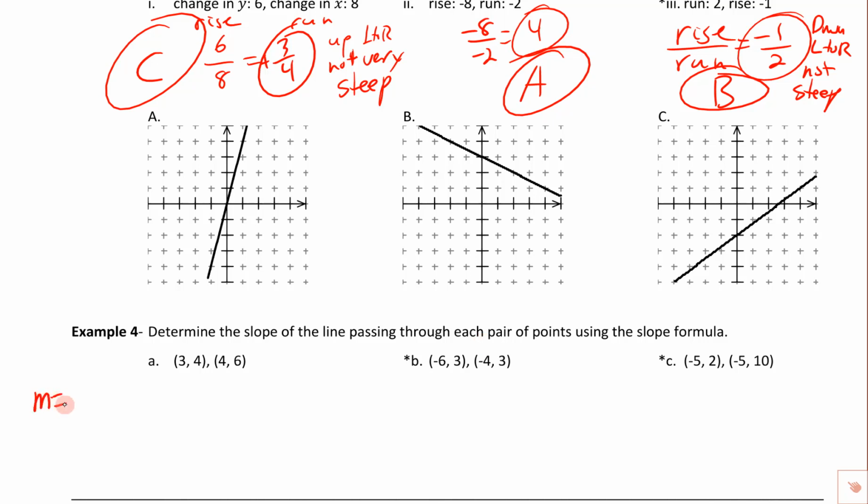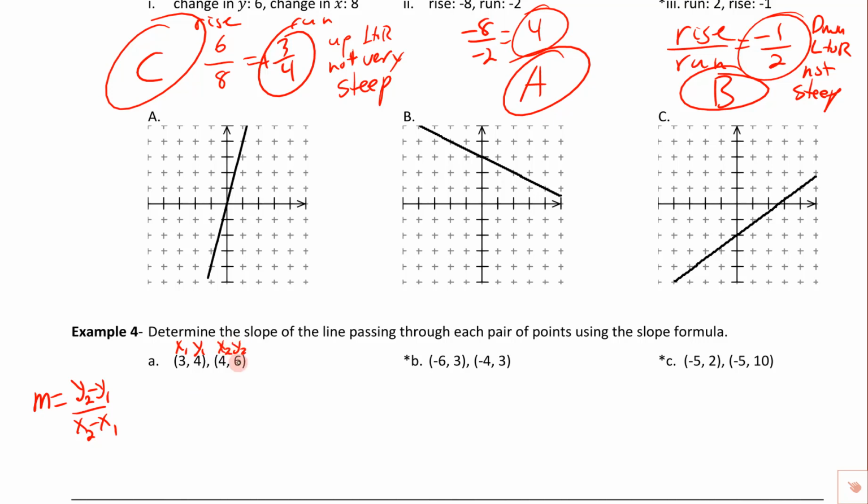So again, we're going to write M. If we have 2 points, we're going to do y2 minus y1, and then we're going to do x2 minus x1 on the bottom. Now, please make sure you do these in the right order. So we're going to write down x1 and y1 and x2 and y2 right here.